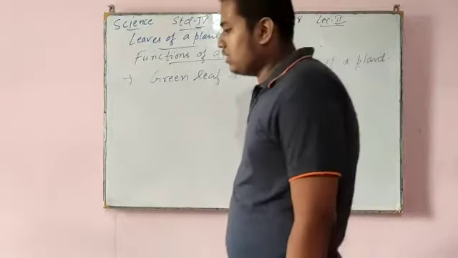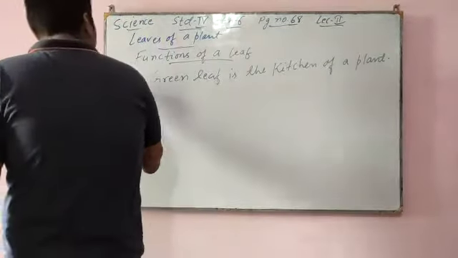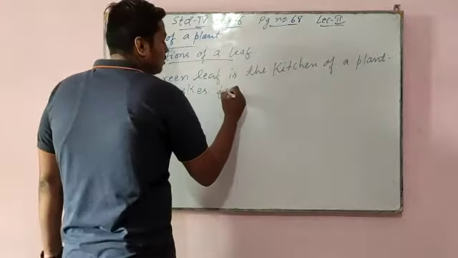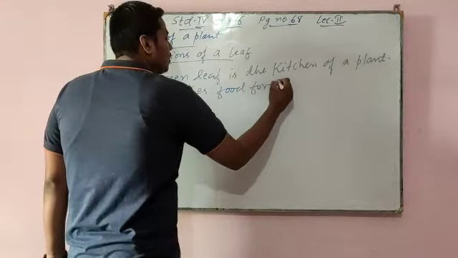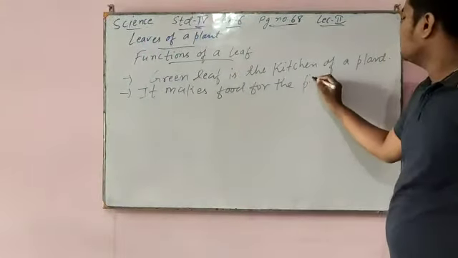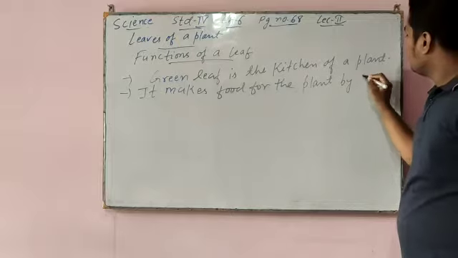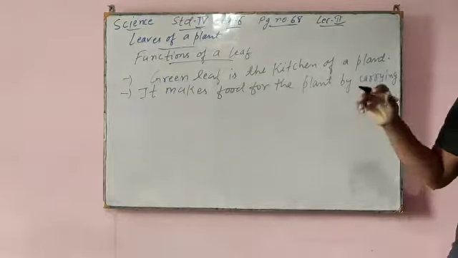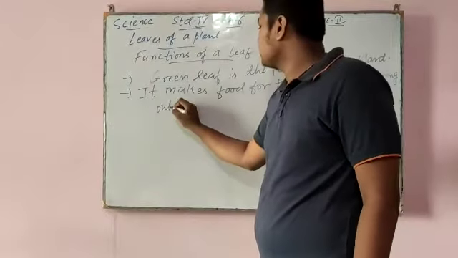Why is it called the kitchen of a plant? Because it makes food for the plant by carrying out a process that is called photosynthesis.